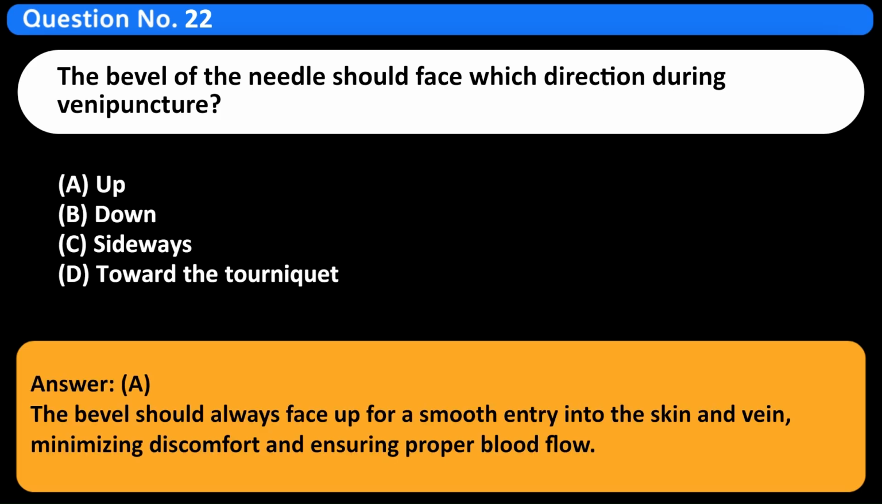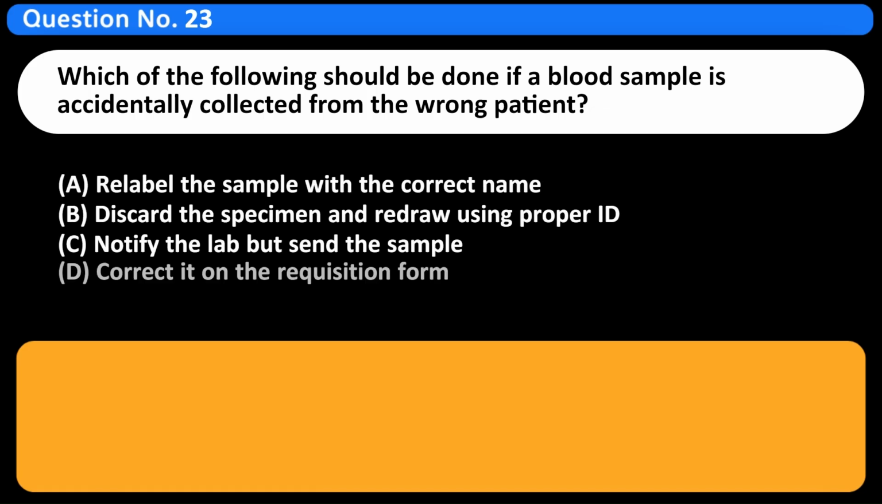Answer: A. The bevel should always face up for a smooth entry into the skin and vein, minimizing discomfort and ensuring proper blood flow. Which of the following should be done if a blood sample is accidentally collected from the wrong patient? A. Relabel the sample with the correct name.